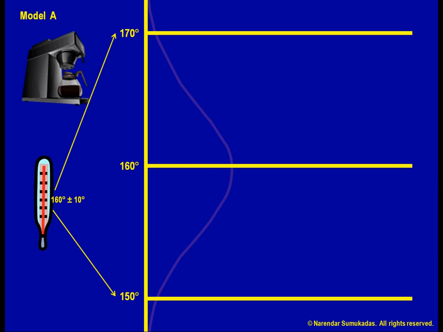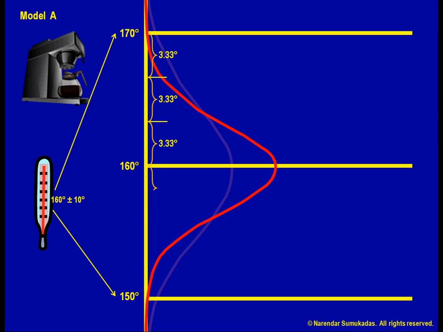Model A is the cheapest one. It can produce coffee at an average temperature of 160 degrees with a standard deviation of 3.33 degrees. I calculate that three standard deviations on either side of the mean will fit within my advertised range of 160 degrees plus or minus 10 degrees. We call this machine capable at the 3 sigma level.